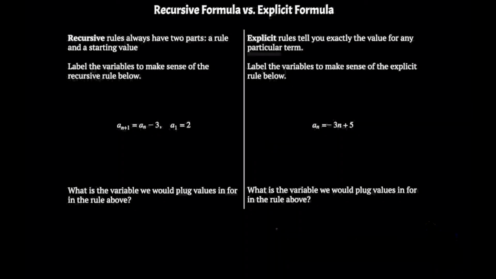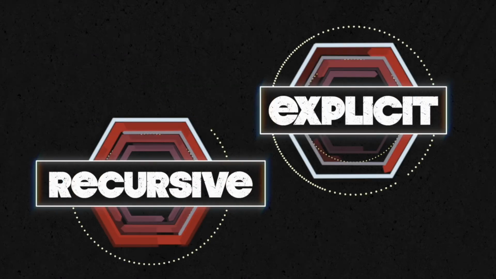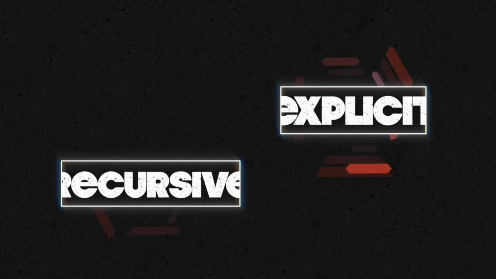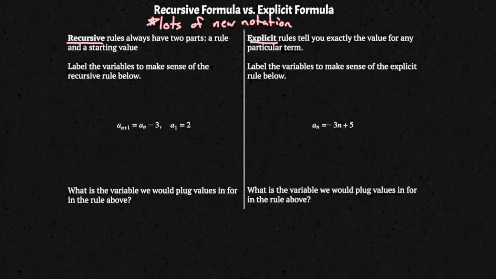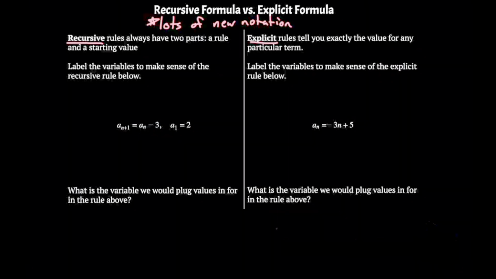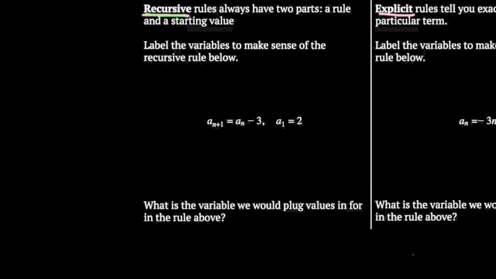We're going to start today with talking about two different ways that you can write rules for sequences, recursive rules and explicit rules. There's a lot of new notation that comes along with sequences and series, so this video is going to focus a lot on that, and we'll also get into some basic arithmetic and geometric sequences towards the end. So recursive rules will always have two parts to them. They'll always have a rule and a starting value.